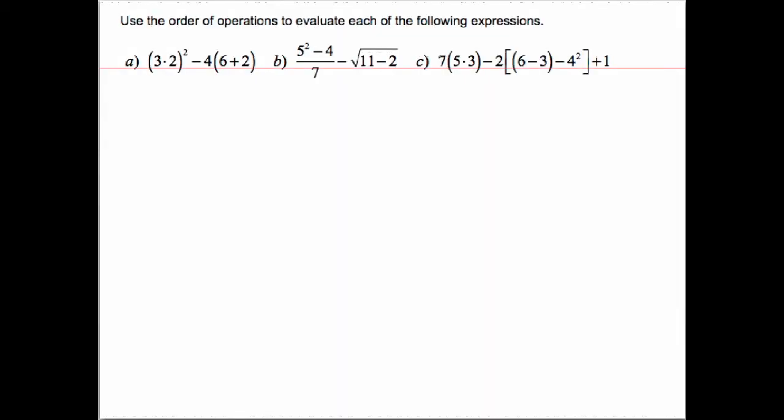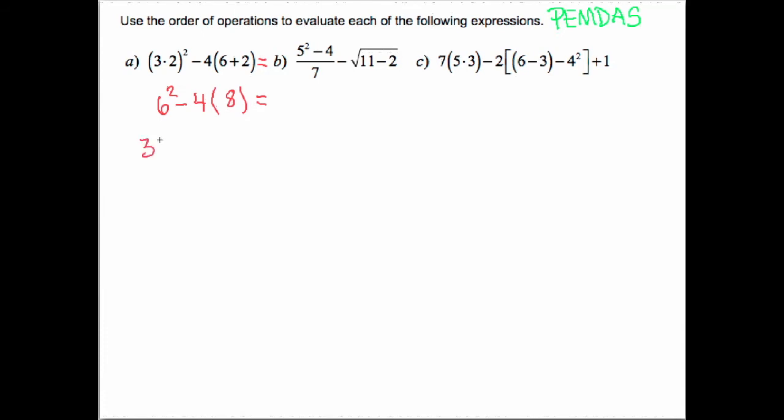Use the order of operations to evaluate each of the following. We'll use parentheses first, exponents second, multiplication and division third, addition and subtraction fourth, or please excuse my dear Aunt Sally. Looking at A, we have 3 times 2 squared minus 4 times (6 plus 2), and this will be equal to, and I'll work within the parentheses first. 3 times 2 is 6, so I'll have 6 squared, minus 4 times, working within the parentheses, 6 plus 2 is 8, equals. Then I'll apply exponents next.